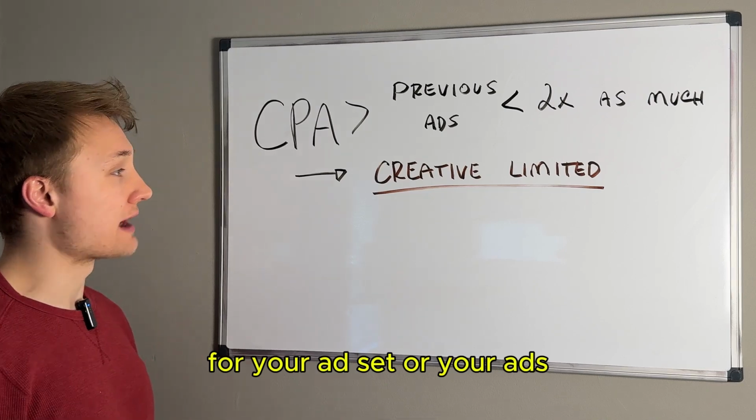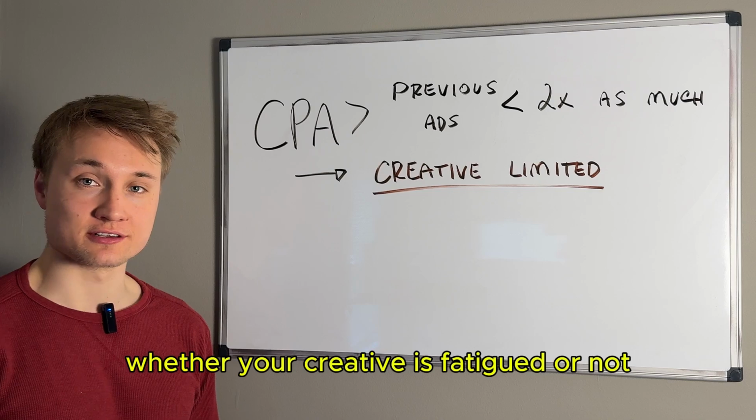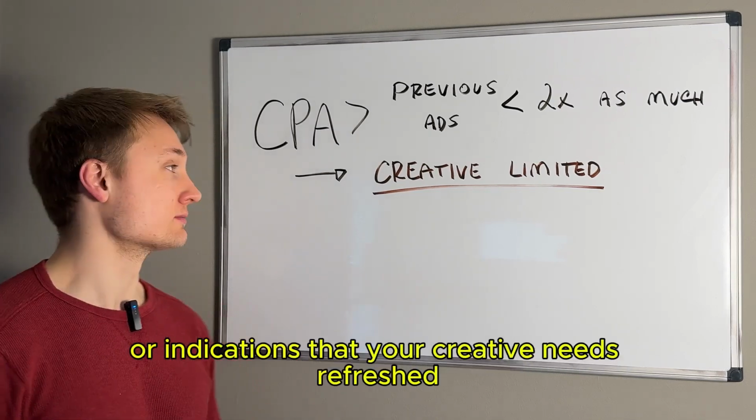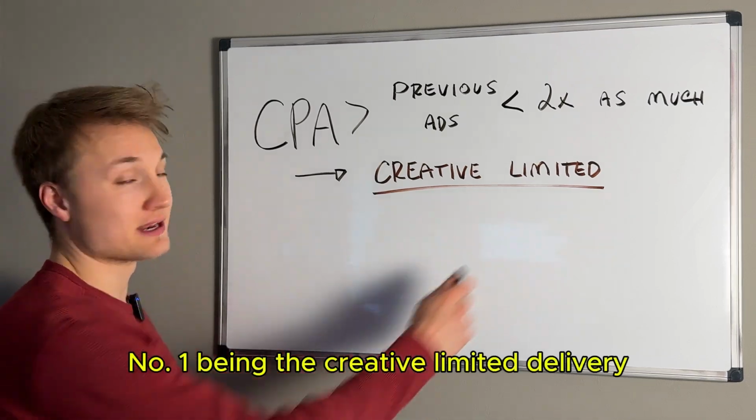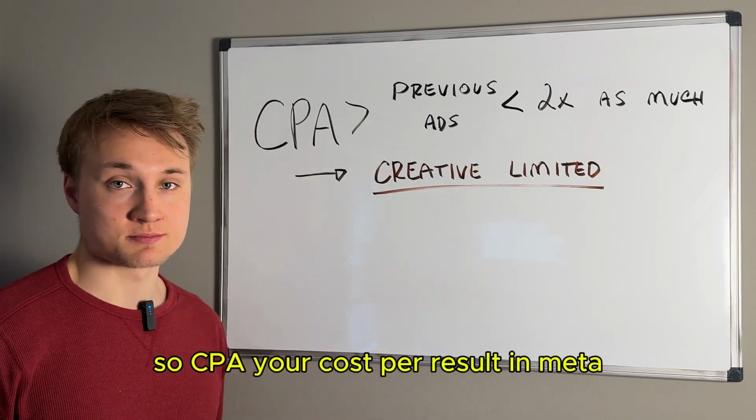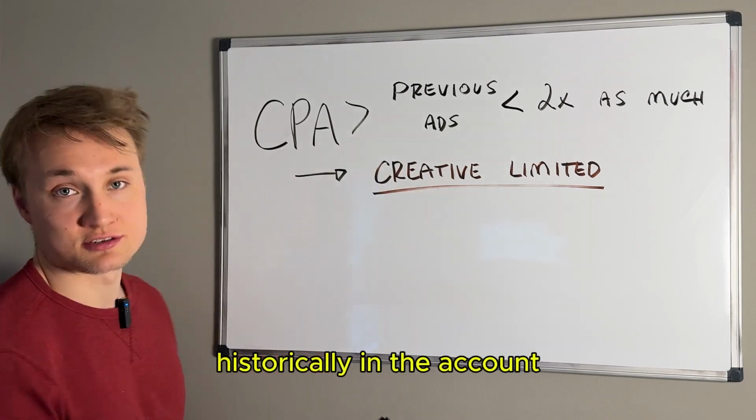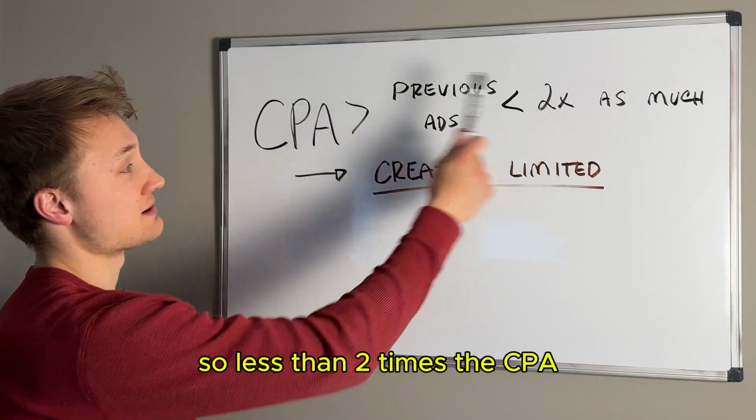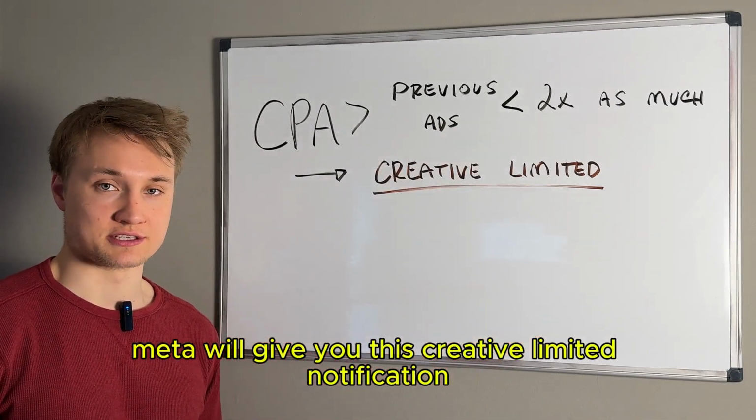Okay, in Meta, I want you to keep an eye on the delivery column for your ad set or your ads, because that is what will show you whether your creative is fatigued or not. Meta will let you know. There are two types of creative fatigue, or indications that your creative needs refreshed. Number one is creative limited delivery. That's when your CPA, your cost per result in Meta, is greater than your previous ads historically in the account, but is less than 2 times as much. Meta will give you this creative limited notification.